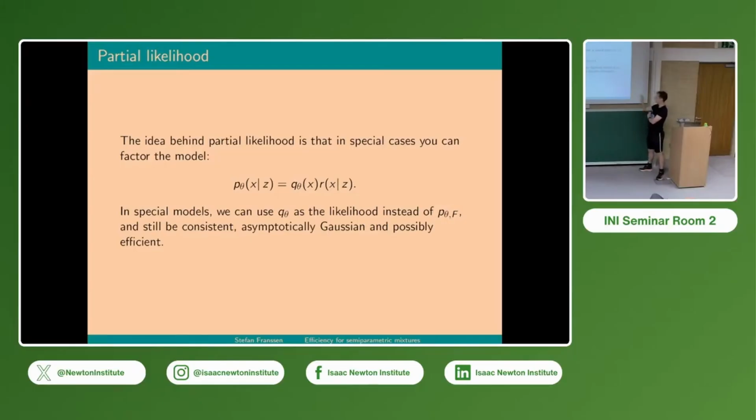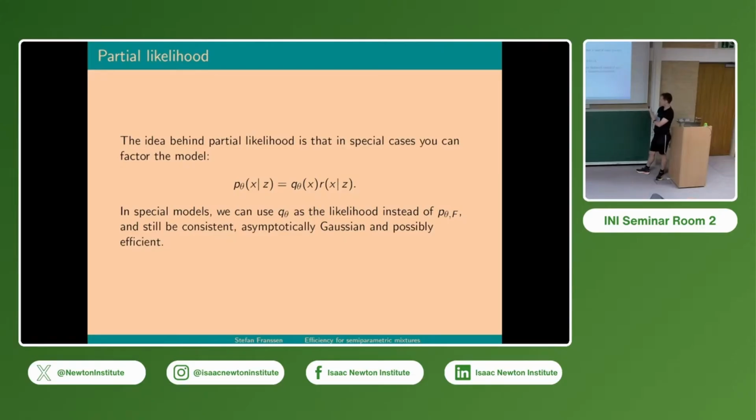Yeah, but this r theta should be there. So you can always do this straightforward factorization, but that's not a useful one. What we want to find is a useful one. And then in special models, we can find such a useful one.